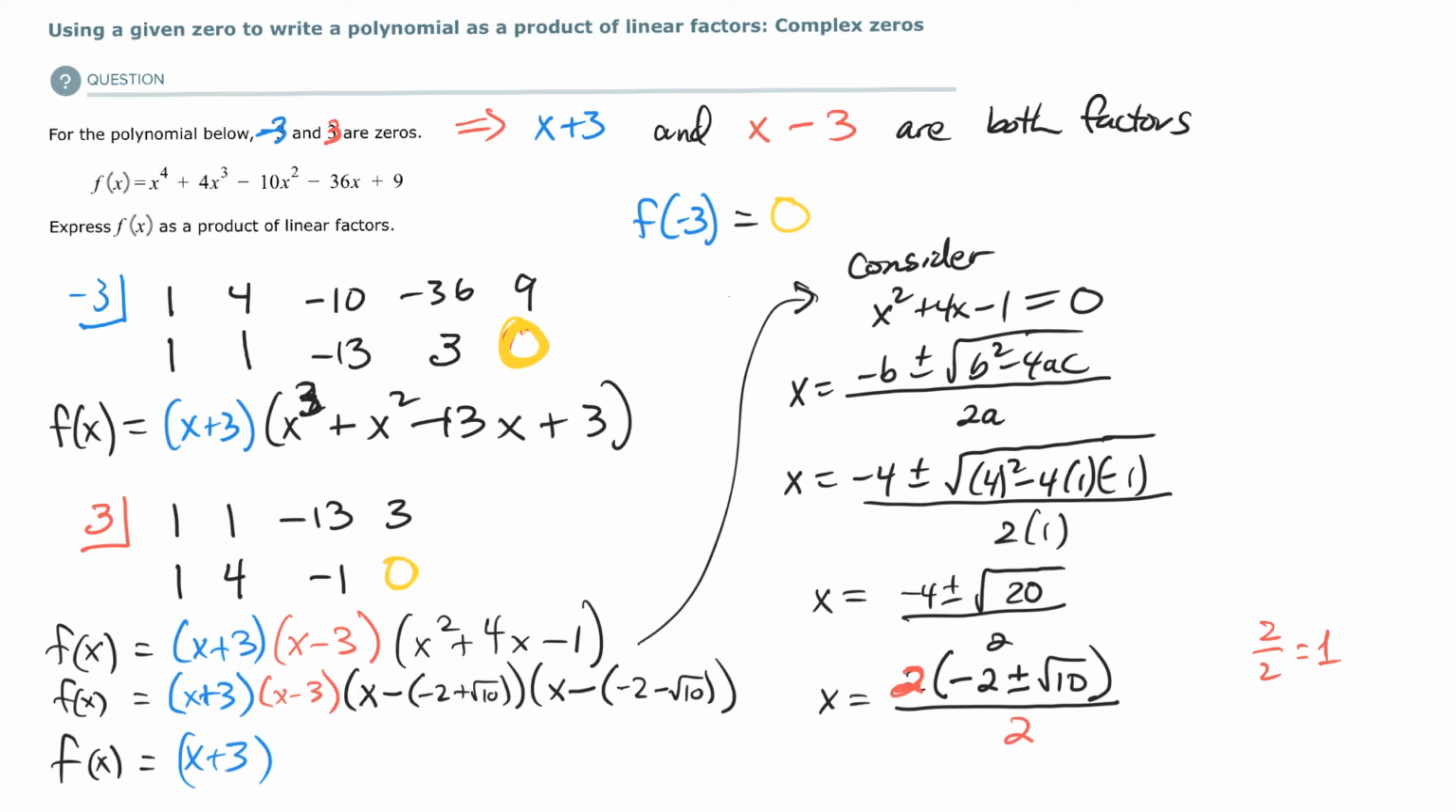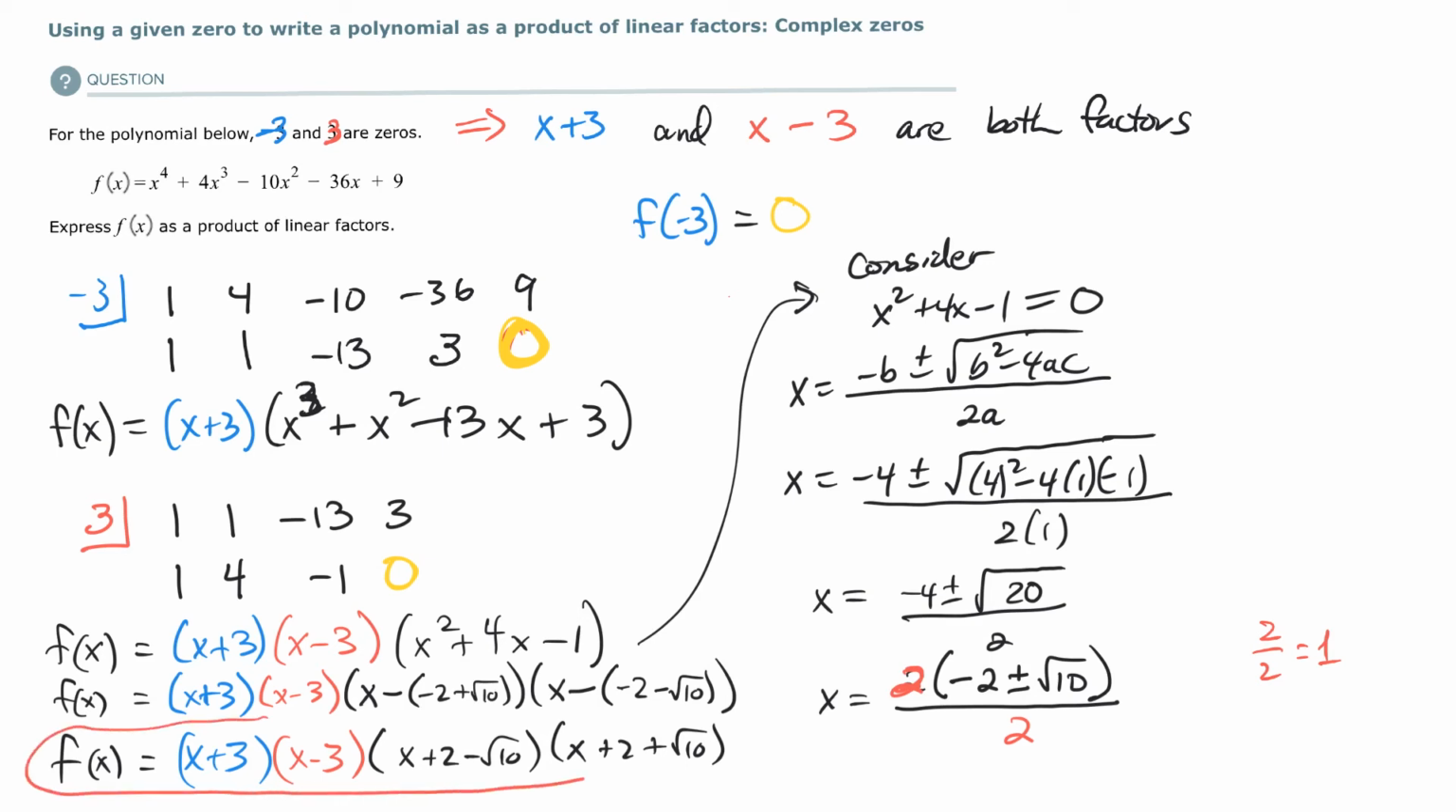You know, the muscles in your hand are getting stronger. It is really muscle memory after a while. And there you go. You've written the polynomial f of x into 4 linear factors, with 2 of them being real zeros and 2 of them being complex zeros. You got to remember, complex zeros always come in conjugate pairs.